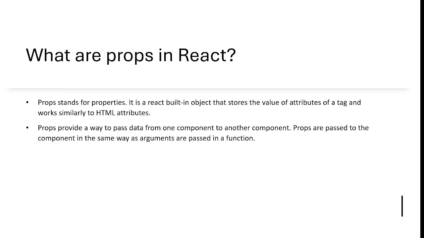What are props in React? Prop stands for properties and is a React built-in object that stores the value of attributes of a tag and works similarly to HTML attributes. Props provide a way to pass data from one component to another component, and props are passed to the component in the same way as arguments are passed in functions.